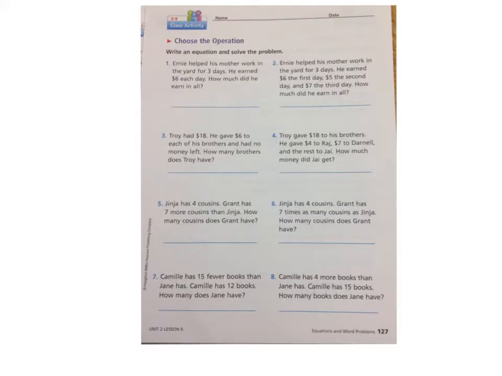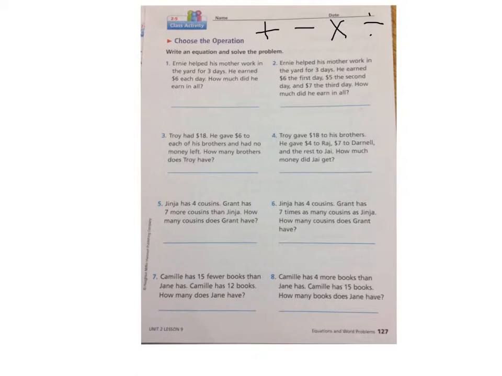Okay, so the first thing we have to do is choose the operation. So we need to choose whether we're going to do addition, subtraction, multiplication, or division. So let's look at number 1. We're going to write an equation and solve the problem.